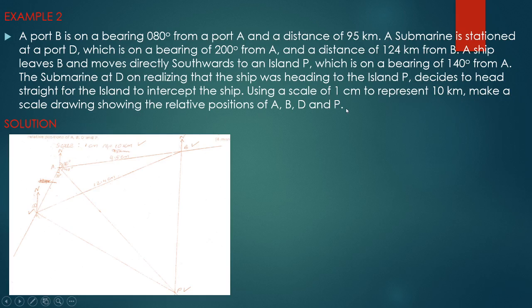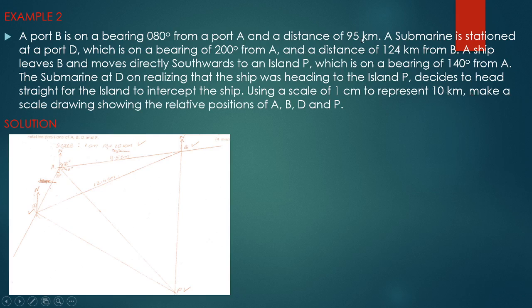B, D, and P. Remember, in this question, unlike the first question, we are given a specific scale to use. 1 centimeter to represent 10 kilometers. You must use this scale. You have no option. You cannot choose your other scale, because if you choose your other scale, you score 0. You must use the scale given. When you are given a scale, you have no option. You must use that same scale that you are given. So in this case, I will use the same scale given.